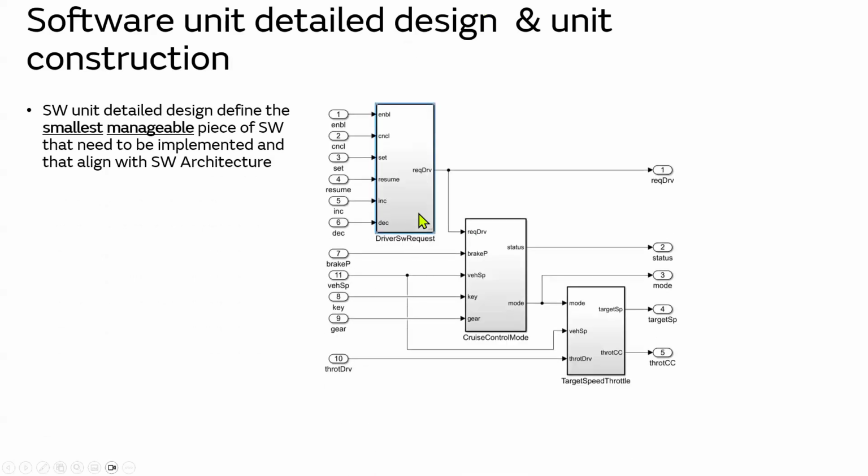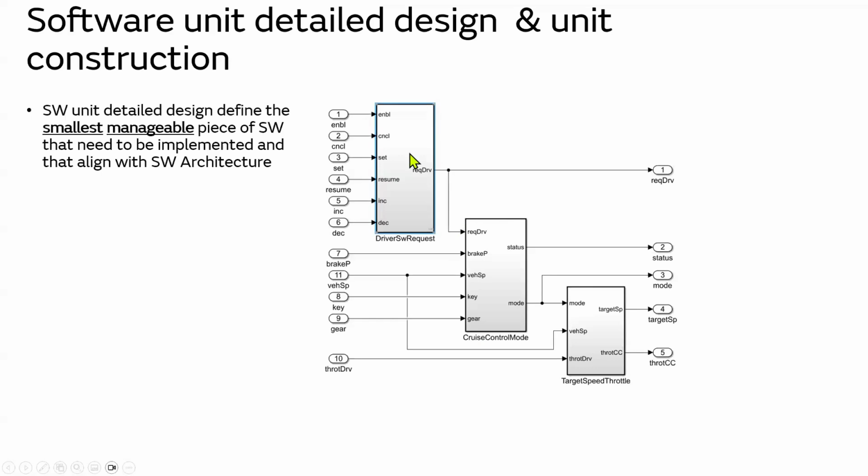If you see an example here, this is an implemented model, but you have, let's say, driver software request, you have a cruise control mode, and you have a target speed of the throttle. So this one, and this one, these are the software components. This one we call a unit, which means you can have a test for each of these independently.